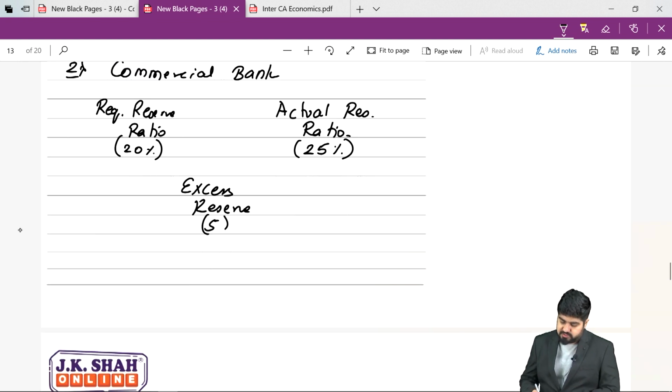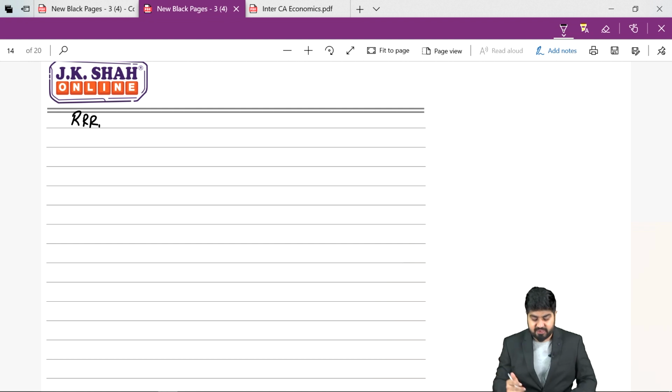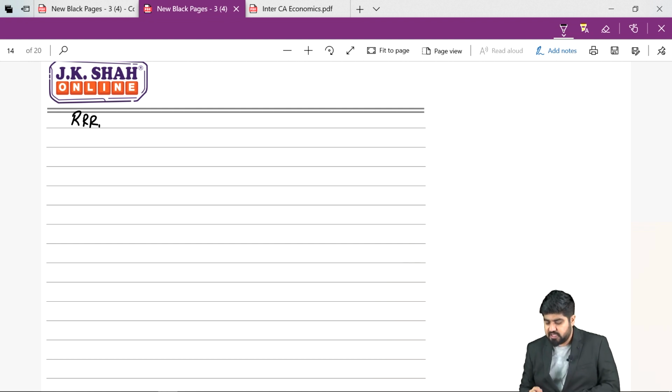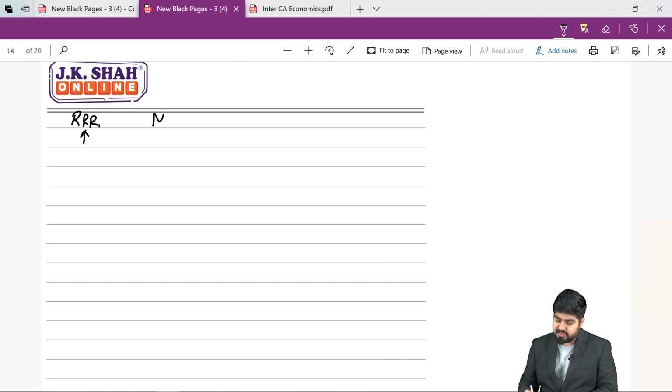Now, think about this, students. How will the multiplier be affected? Let's suppose RRR, required reserve ratio. Please remember this, okay? I need not write the entire full form again and again. Required reserve ratio, if let's suppose it is very high, if RBI makes you hold more money in the reserves, what will happen to the money supply? It will collapse. I mean, it will be less. And similarly vice versa, inverse relationship. Come on, you know this.